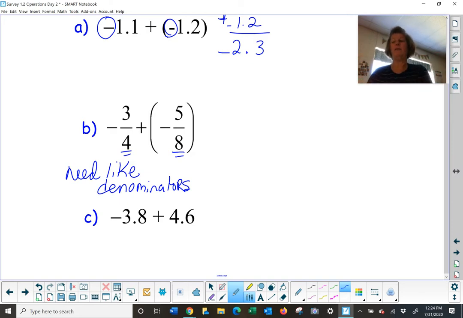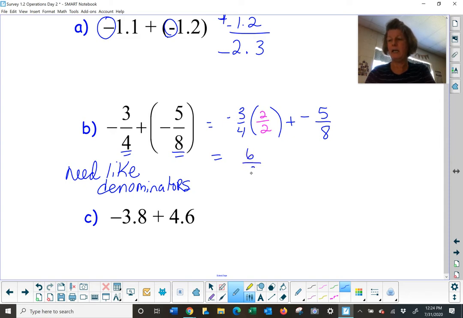So I'm going to take my first one, the negative 3/4, and I'm going to multiply it by 2/2. That's like multiplying by 1. Indeed, right? Plus a negative 5/8. So that's going to give me negative 3 times 2 is 6/8, and it is indeed negative, plus a negative 5/8. Since we have that like denominator, our denominator will be eighths, and I have negative 6 plus negative 5, so obviously negative 11/8.